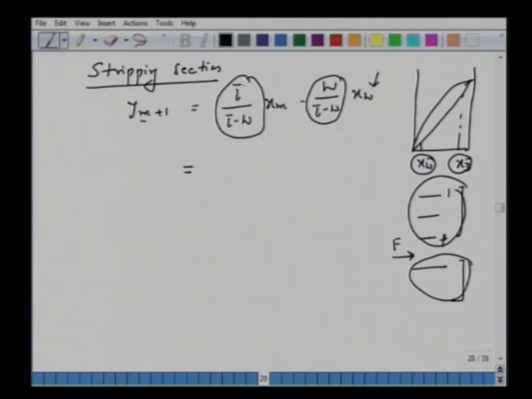Let's put the numbers. We know L bar by G bar is 1.3, and G bar we have calculated as 0.6 moles per feed in the reboiler. So we chose F as 1 mole per second. We have this G bar as 0.6 minus W. W is given as 0.7, so we can substitute here 0.7. L bar minus W is the same as 0.6. We have this Xw. So we can write Ym plus 1 as 2.16 Xm minus 1.16 Xw.